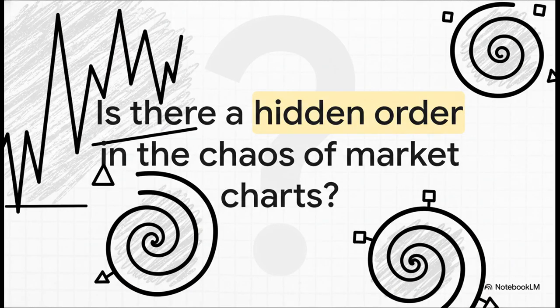When you first look at a financial chart, it just seems like pure chaos, right? Just a bunch of random spikes and dips. But what if there's a hidden order under all that noise? A kind of mathematical pattern that could actually help us predict where the market might turn? Well, that's the exact question Fibonacci trading tries to answer.